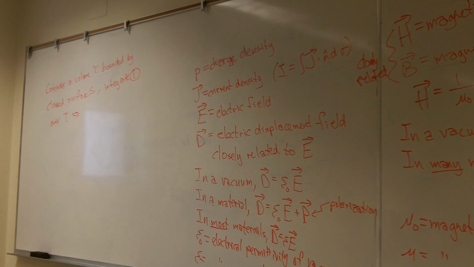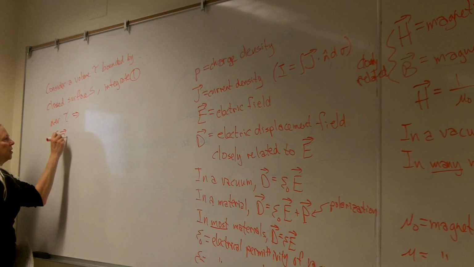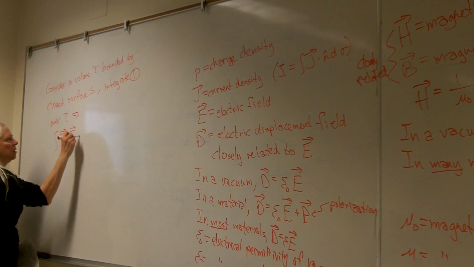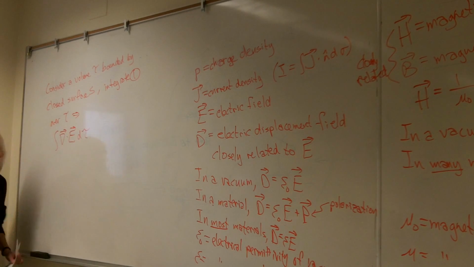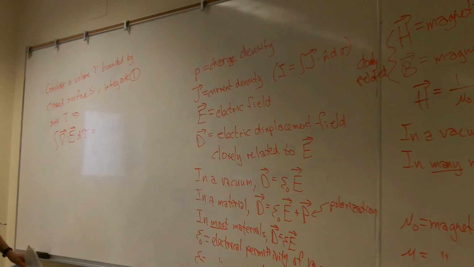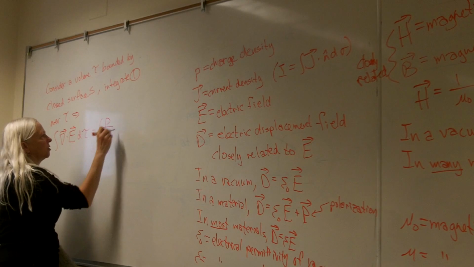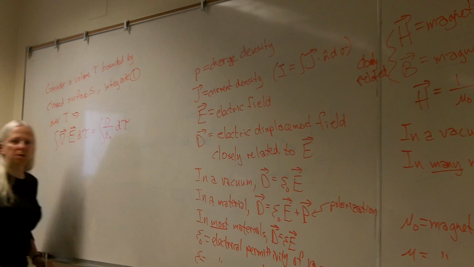Okay, so on the left-hand side, we have the divergence of E. We're integrating over the volume d tau. And on the right-hand side, we've got rho over epsilon naught, which we're also integrating over this volume tau.